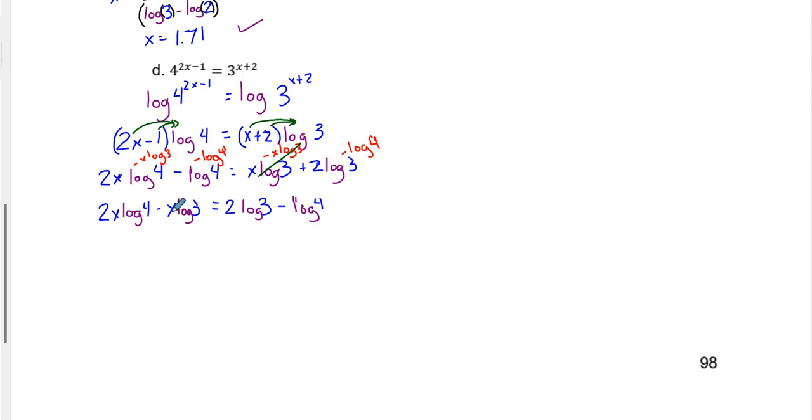And then we want to factor that x out of that left side. So we factor that x out. We'd be left with a 2 log 4, subtract a log 3.